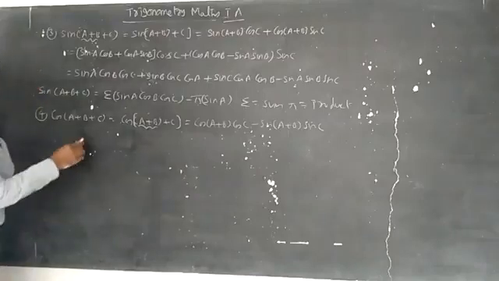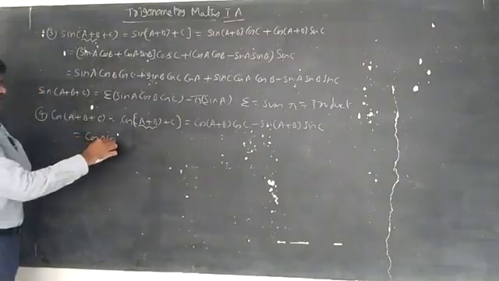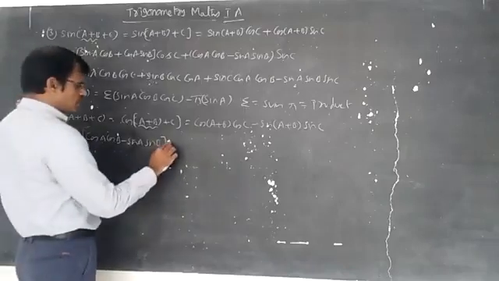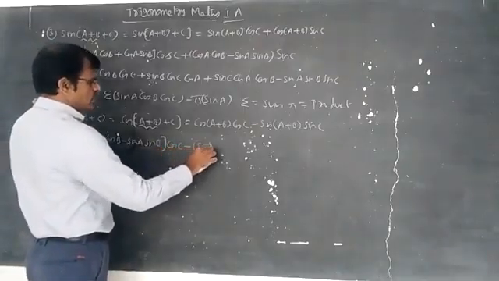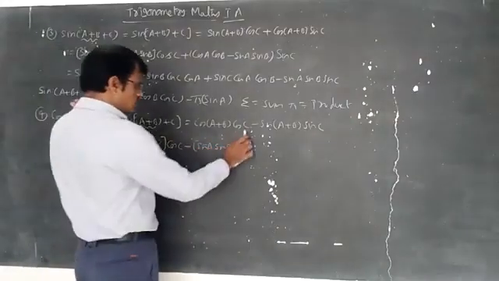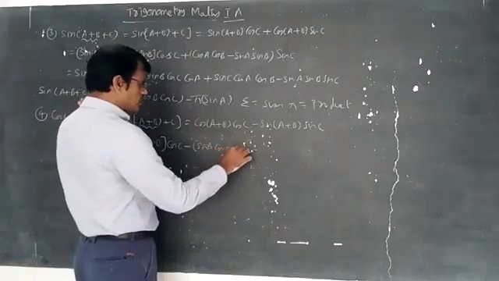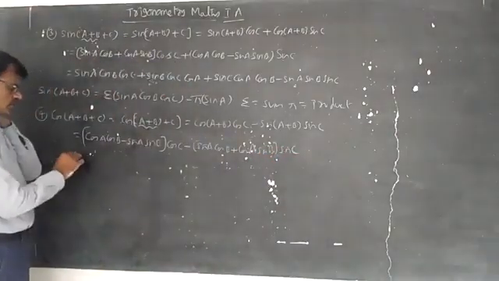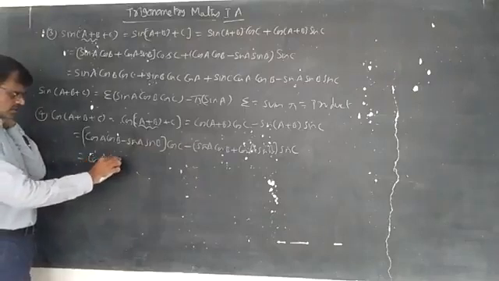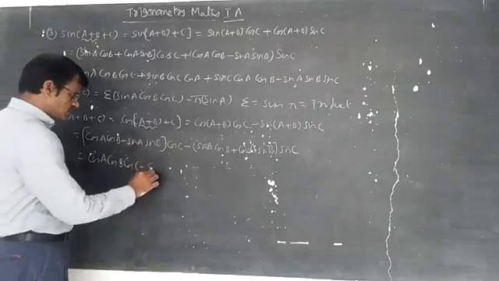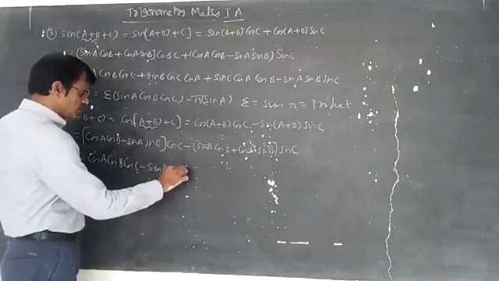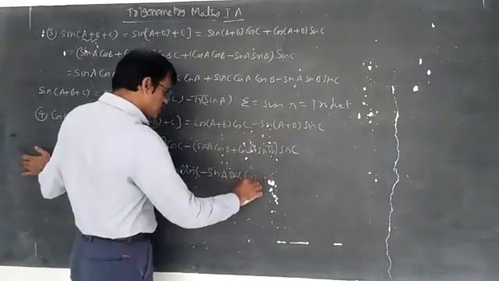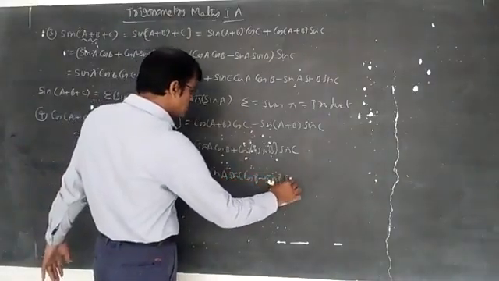Once again, we can expand the formula. Cos of A plus B as cos A cos B minus sin A sin B, within the bracket, right here cos C, minus of sin A cos B plus cos A sin B into sin C. That is equal to, multiply here: cos A cos B cos C minus sin A sin B cos C, minus sin A sin C cos B, minus sin B sin C cos A.